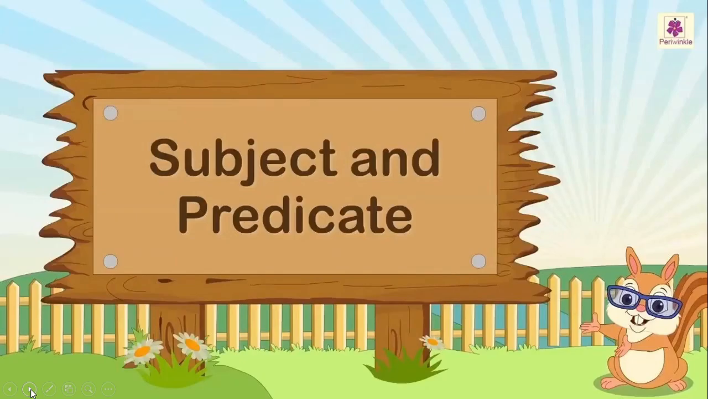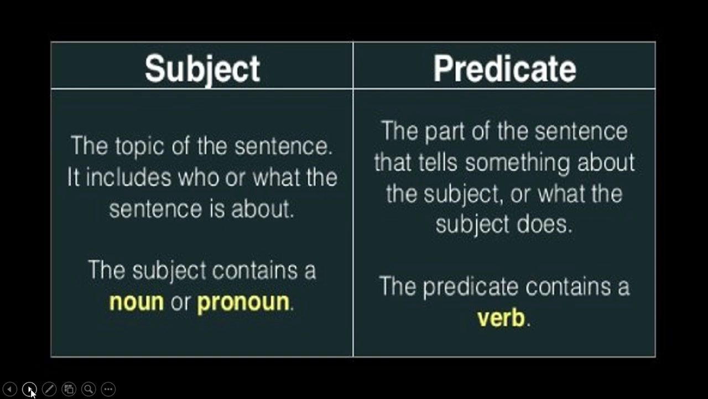Our class is subject and predicate. We did it the other day and this is a review, so I want you to pay attention. Subject. The topic of the sentence, it includes who or what the sentence is about. The subject contains a noun or a pronoun. We have seen these two classes. Predicate. The part of the sentence that tells something about the subject or what the subject does. The predicate contains a verb. We have seen already verbs.